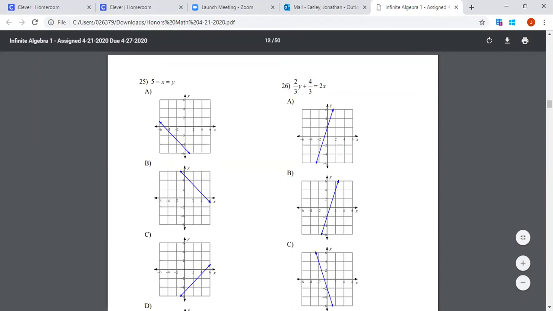Okay, I hope everyone got that problem written down. Just write down it's number 26: 2/3 y plus 4/3 equals 2x. You'll be able to see it on my paper when I flip back over to my document camera.